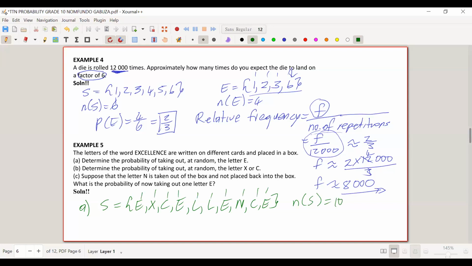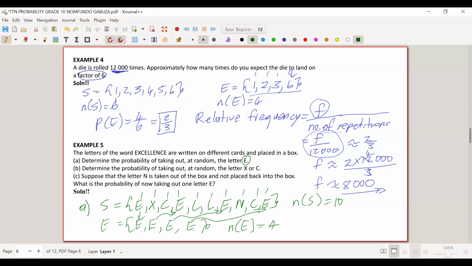So we are interested in E, so our event is E. We have E over here, another E over here, another E over here, and another E over here. So this is our event. That's it. And the size of this event is going to be 1, 2, 3, 4. It's going to be 4.